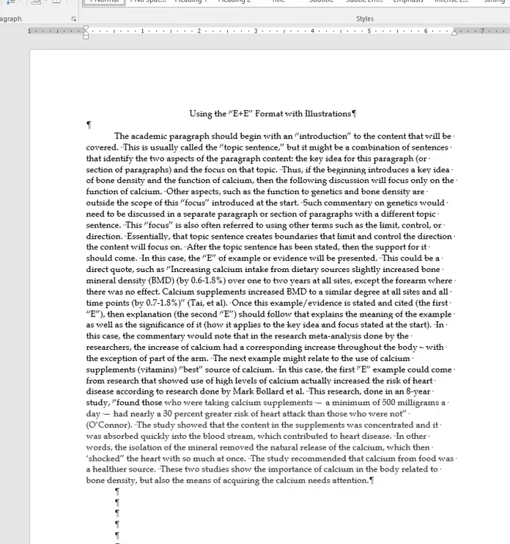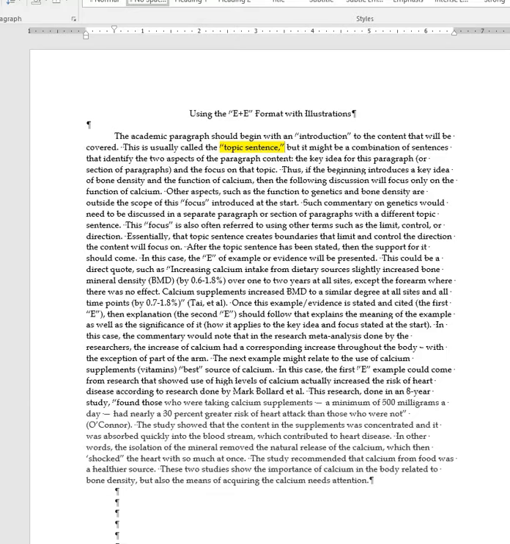What we will be looking at in this presentation is the use of the E plus E format, as well as using illustrations in the body of the paper. As explained, the academic paragraph should begin with an introduction to the content that's going to be covered in the rest of the paragraph. Usually we call this the topic sentence, but it might be a combination of sentences that identify the two aspects of the paragraph content.